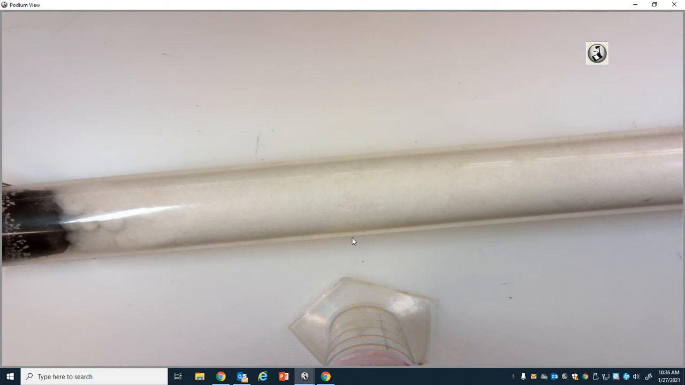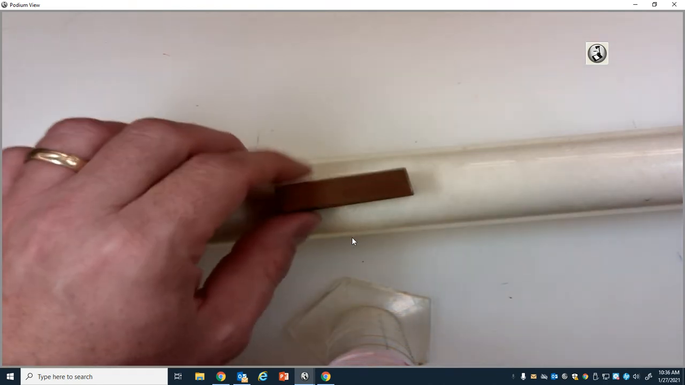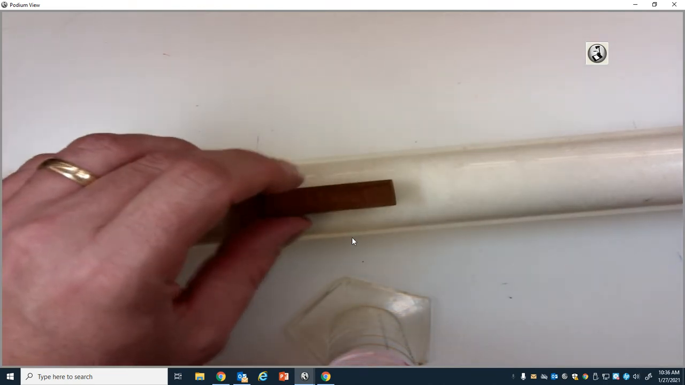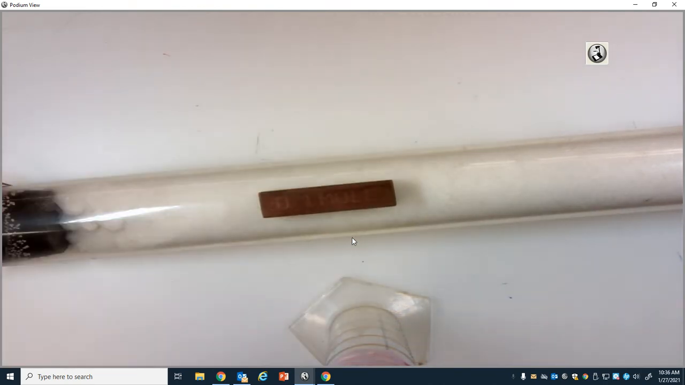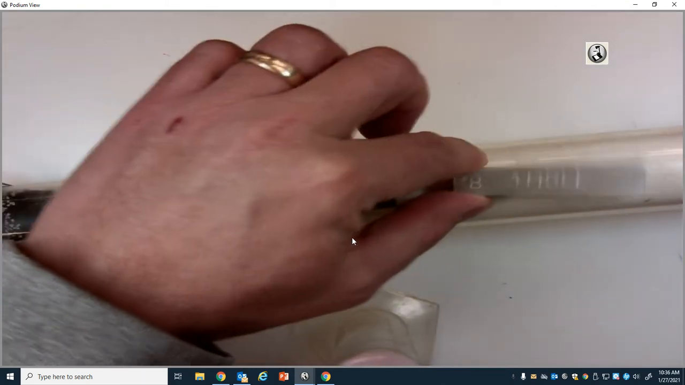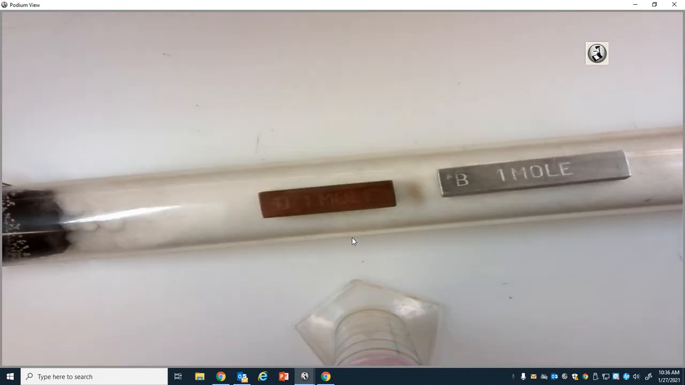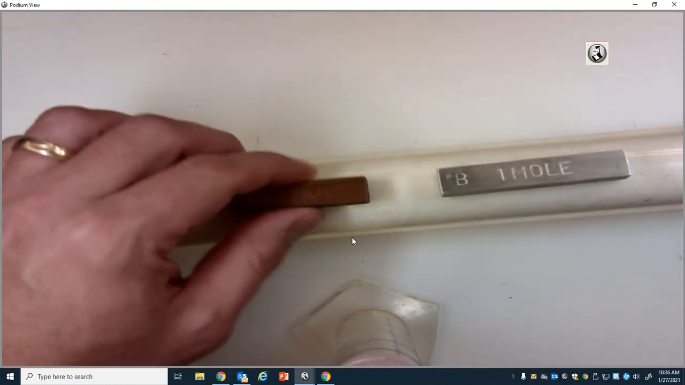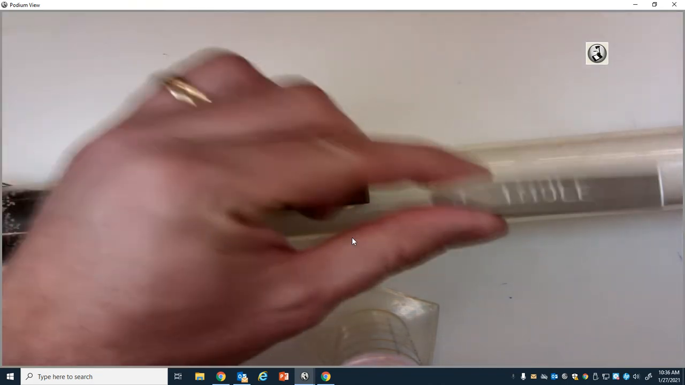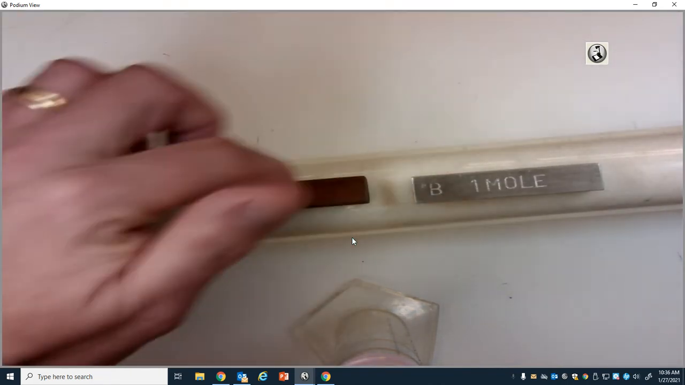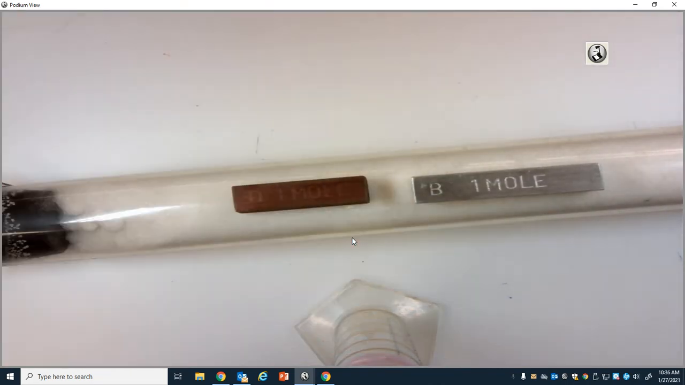Now I'm going to compare it to just an individual element. So here I'm going to put on the screen, on top of this is a mole of copper. That's what a mole of copper looks like. This one here is a mole of aluminum. You can see on here it says 1 mole. They're not the same mass. If we were in class, I'd have you pick them up. This one in my hand now is significantly lighter or less massive than the copper one.